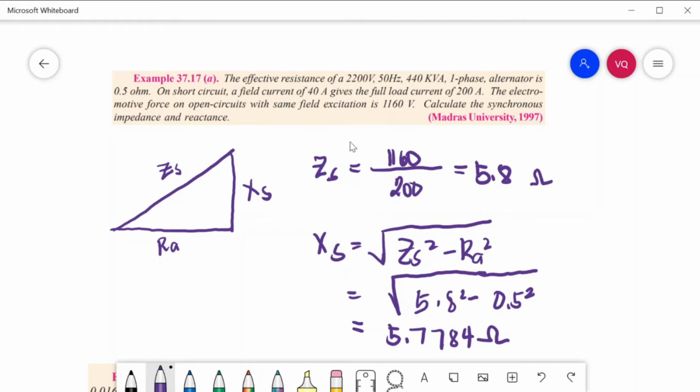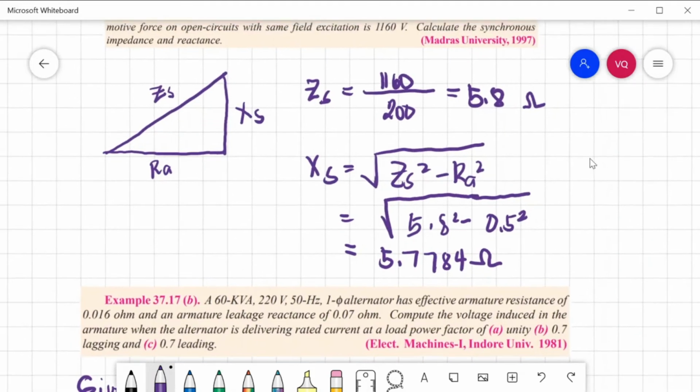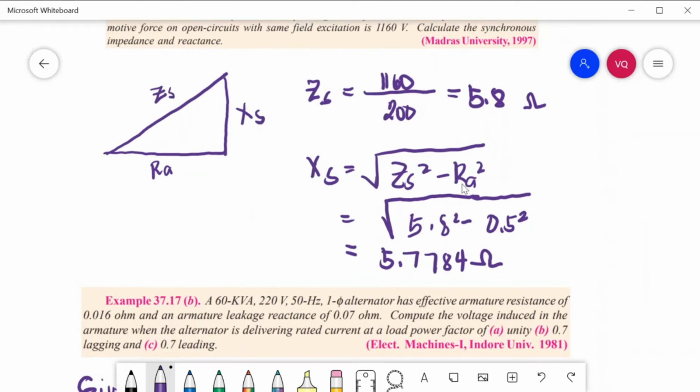So we will calculate the ZS, synchronous impedance, that is equal to 1160 volts divided by 200 amperes, so that is equal to 5.8 ohm. Using the impedance triangle, calculating the XS or synchronous reactance, that is the square root of ZS squared minus RA squared, that is the square root of 5.8 squared minus 0.5 squared, equal to 5.7784 ohms. So that is the value of your synchronous reactance.